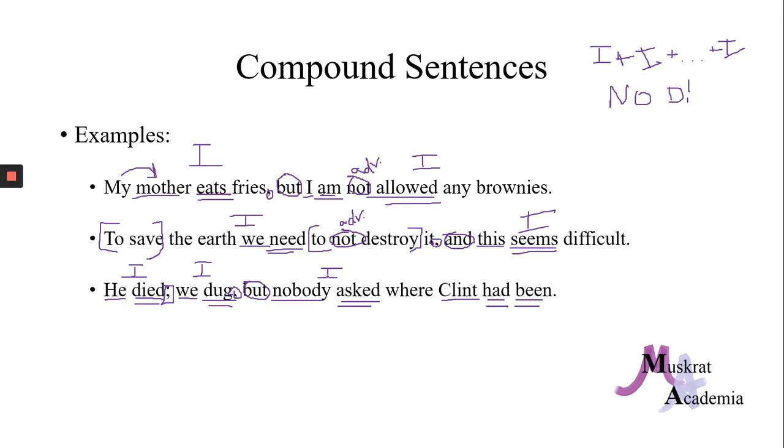This sentence here is not a compound sentence. Why? Because we have independent, where Clint had been. This cannot stand by itself. It is a dependent clause. Independent, dependent. As soon as you have that dependent in there, this is no longer a compound sentence. It has to be complex. So we have more than one independent clause, and we have at least one dependent clause. So this is a compound, complex sentence.